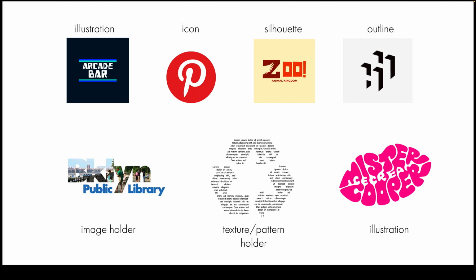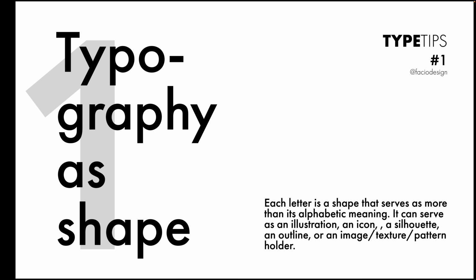So, once again, type tip number 1, typography as shape. Each letter becomes more than its alphabetical meaning.